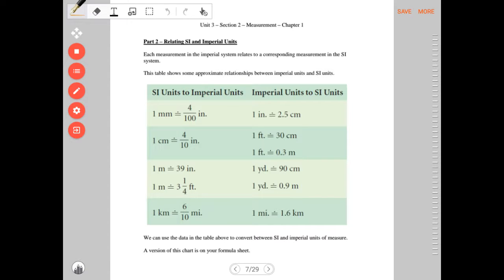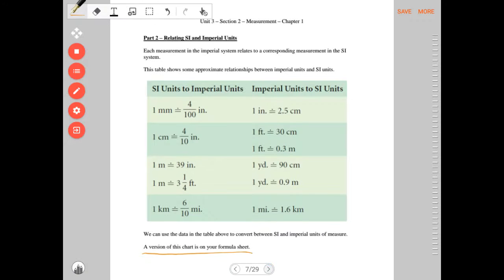Okay, we can use the data in the table above to convert between SI and imperial units of measure. So you have a version of this chart on your formula sheet. So it's kind of nice, so you will always have that. You won't have to memorize any of these, even though we're going to use them enough that you'll probably memorize some of the more important ones.